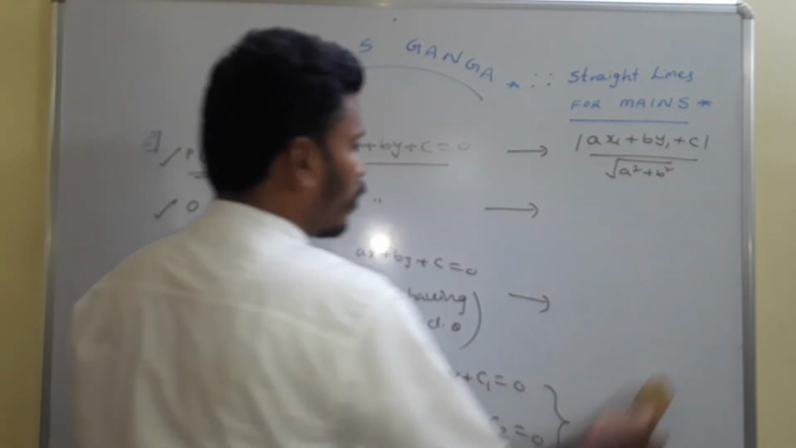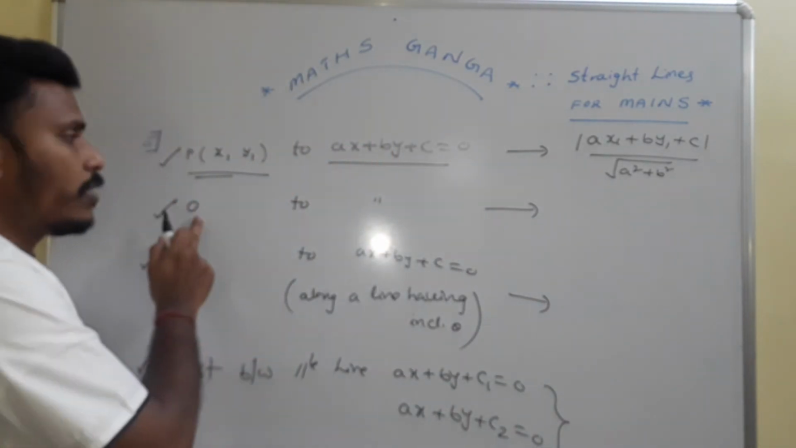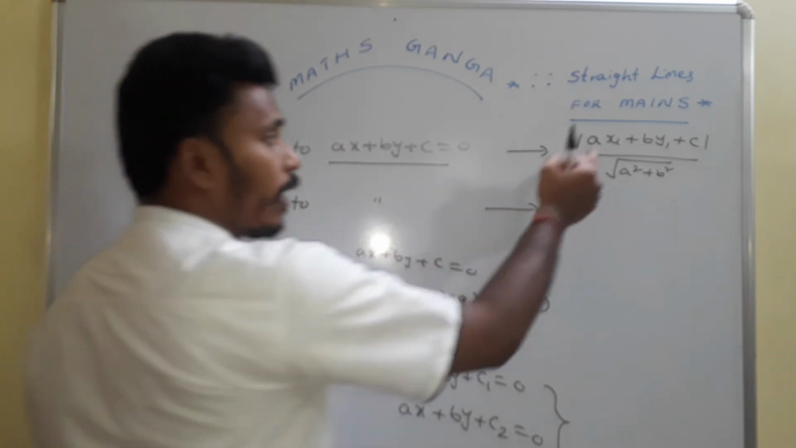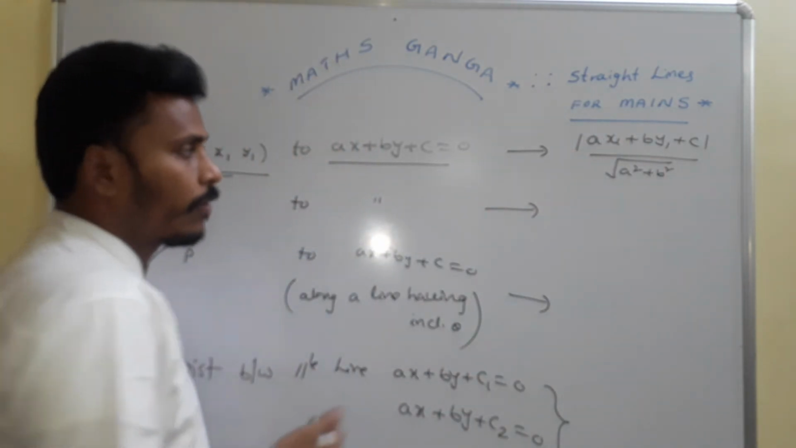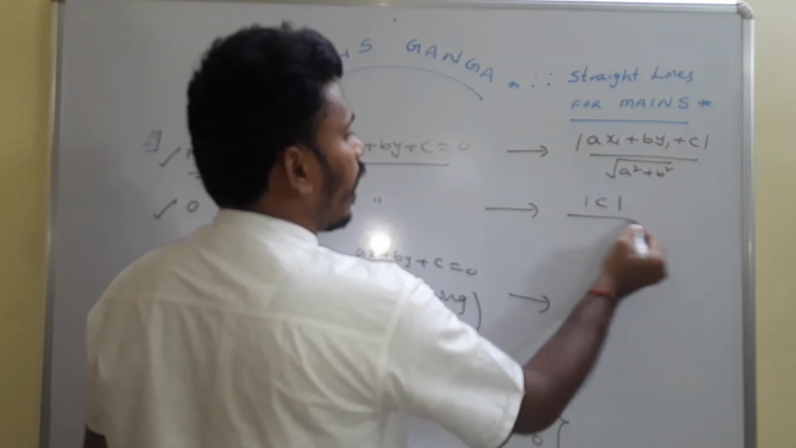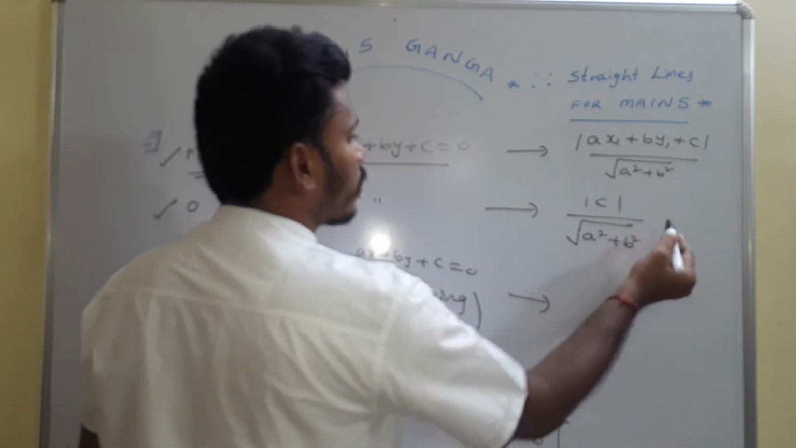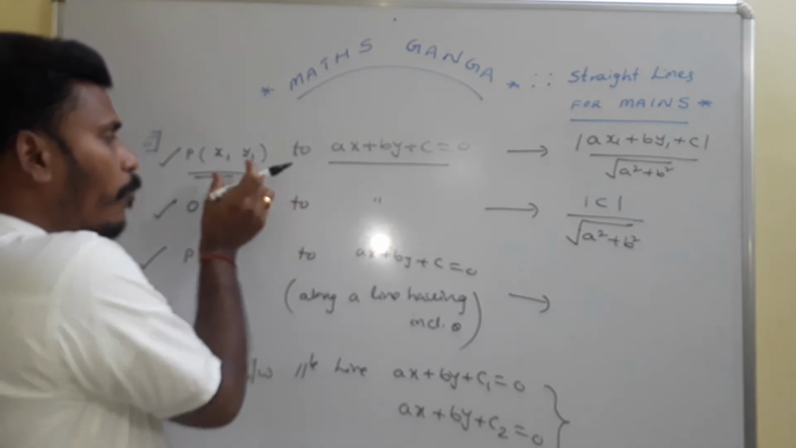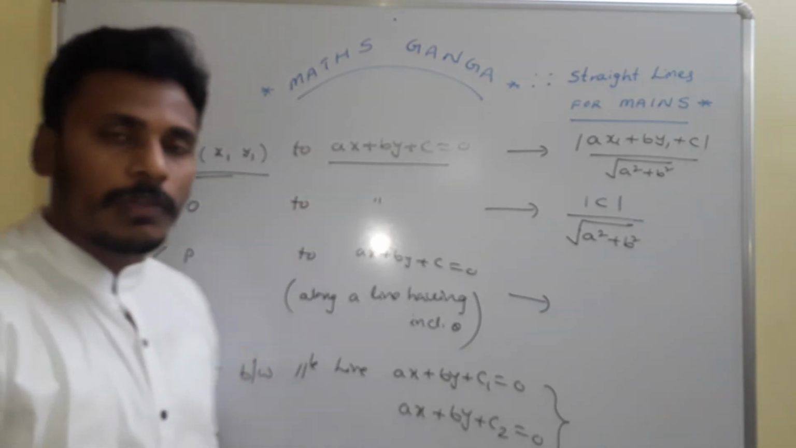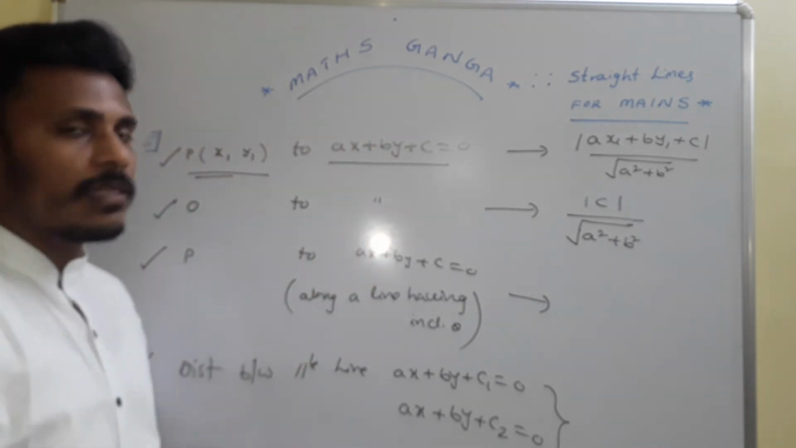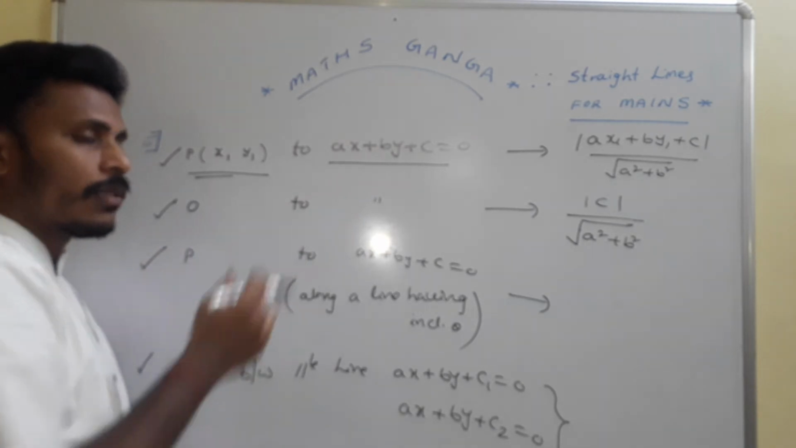If the point is the origin 0 comma 0, you need to replace x1 and y1 with 0 and 0. Then directly you will get the formula as modulus of c divided by root of a square plus b square. Just observe it. If the point is (x1, y1) and the line is ax plus by plus c equals 0, that is the distance. And if the point is the origin, this is the distance.